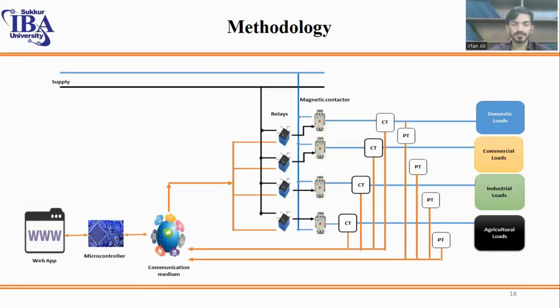Methodology of the project. The figure shows a web app, microcontroller, and communication unit. The user gives a command through the web app to the microcontroller, and the microcontroller sends the command through the communication medium to the relays. Now the relay operates the magnetic contactor. And the current transformer and the potential transformer are connected to measure the current and the voltage respectively of the loads. The loads are domestic, commercial, industrial, and agricultural loads.